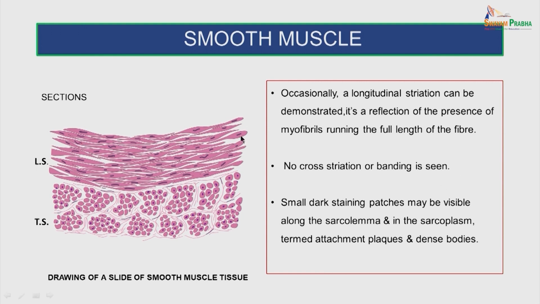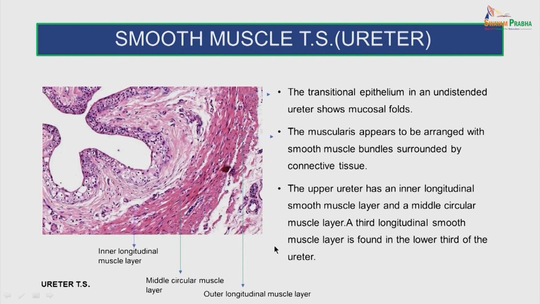Occasionally, a longitudinal section can be demonstrated. It's a reflection of the presence of myofibrils running the full length of the fiber. No cross striation or banding is seen. Small dark staining patches may be visible along the sarcolemma and in the sarcoplasm, termed attachment plaques or dense bodies.